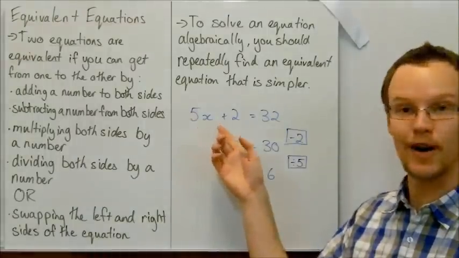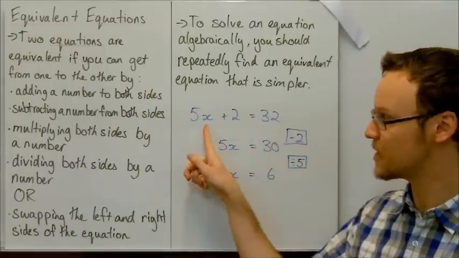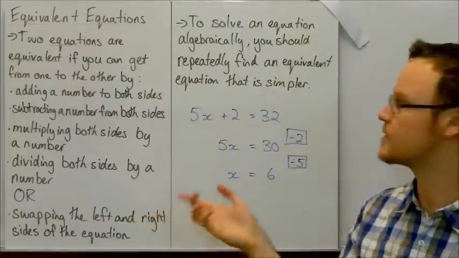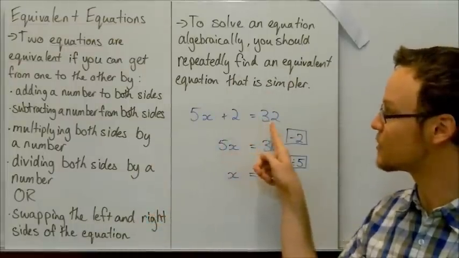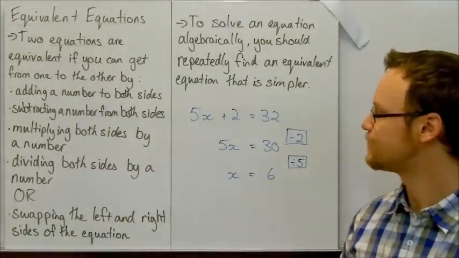An example here: 5x plus 2 equals 32. If we take 2 from both sides, taking 2 from this side will remove that 2. 2 minus 2 is 0, so we're just left with 5x. We're doing the same thing to both sides, so we're taking 2 from this side as well. 32 take away 2 is 30.